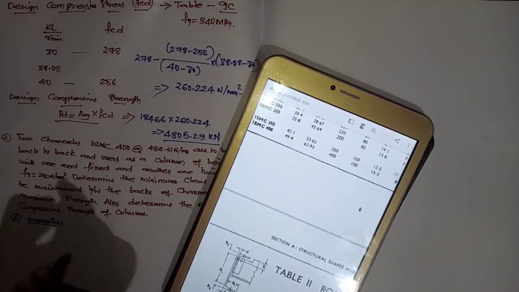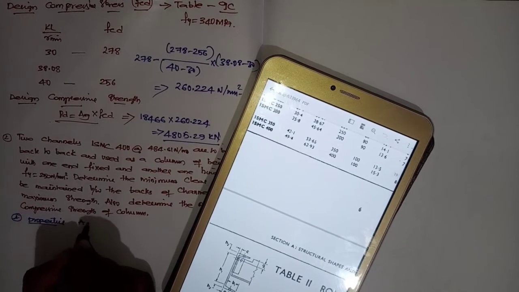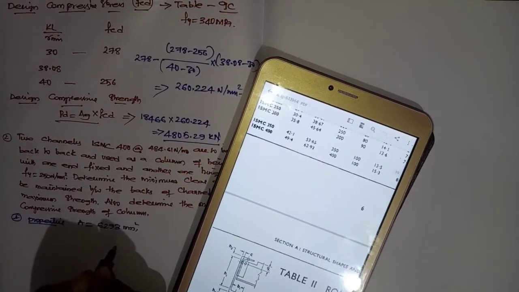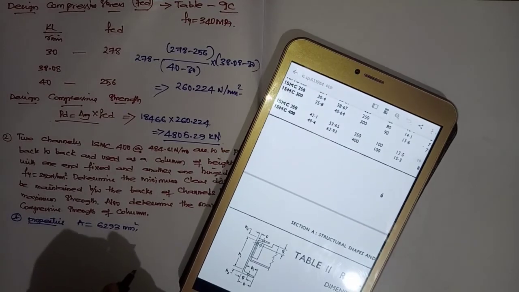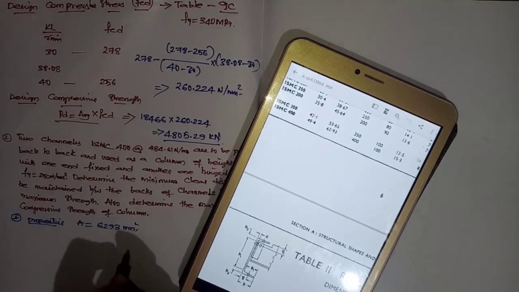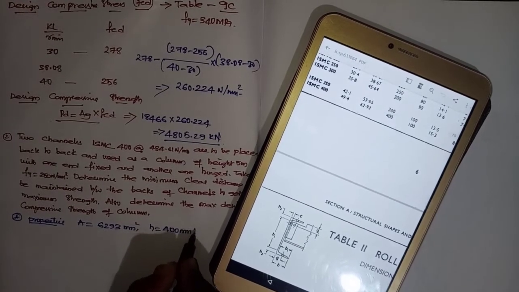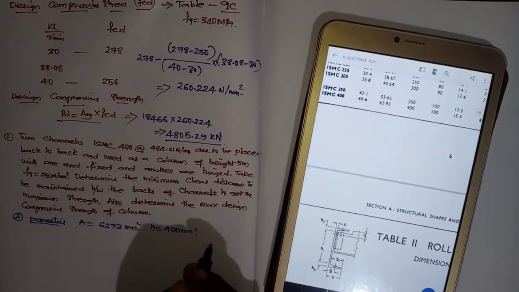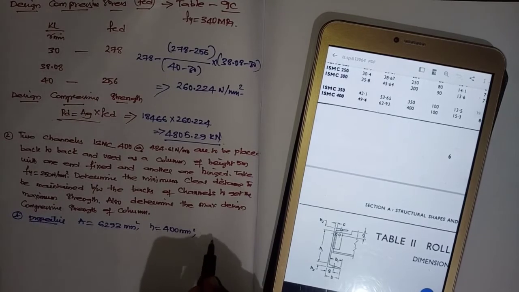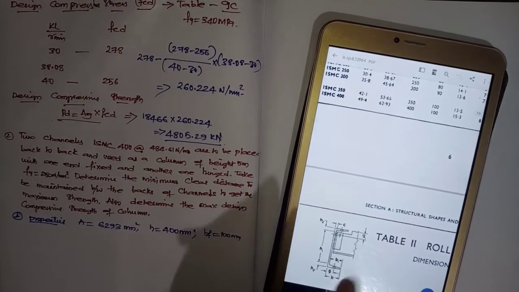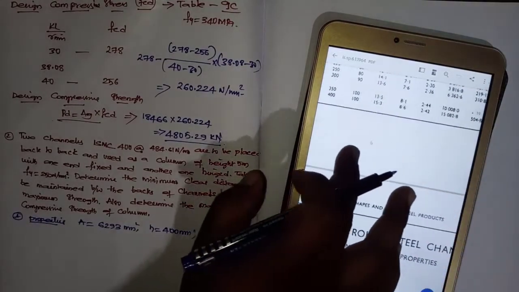What is the area? Area is 6293 mm square. And H is 400, and width of flange is 100. Okay.